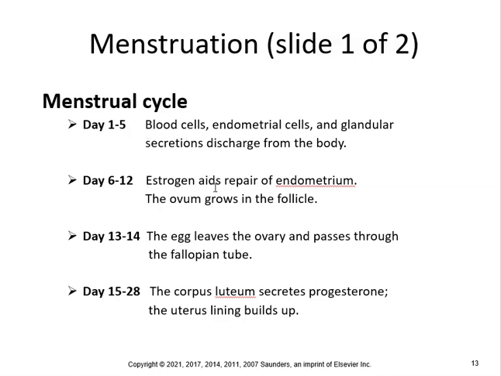Day 6 through 12, estrogen aids in the repair of the endometrium. The ovum grows in the follicle. Day 13 and 14, the egg leaves the ovary and passes through the fallopian tube. And day 15 through 28, the corpus luteum secretes progesterone. The uterus lining builds up. So again, the first menstrual cycle is called a menarche.